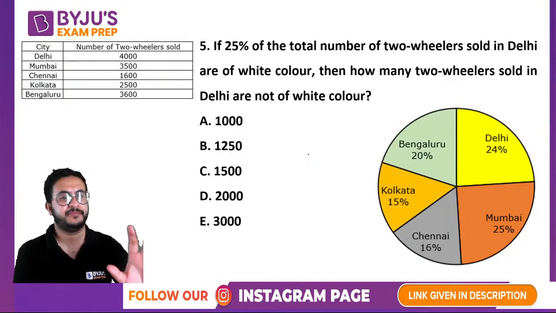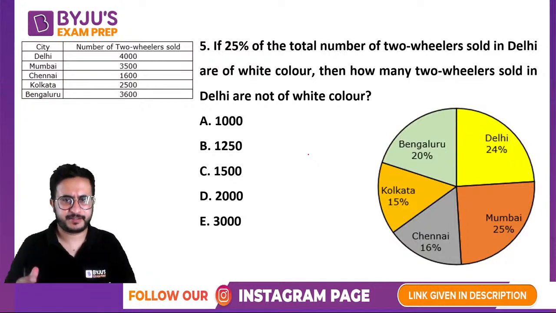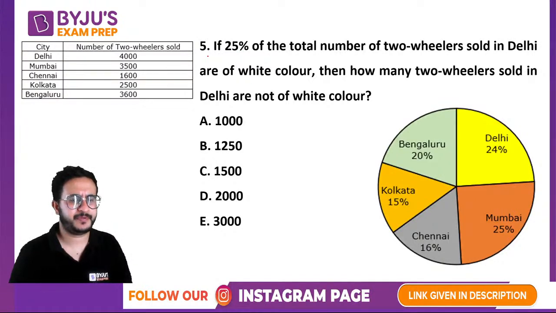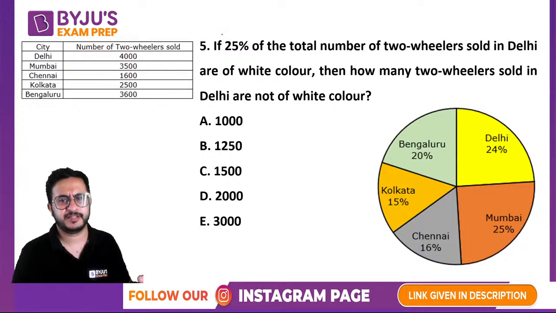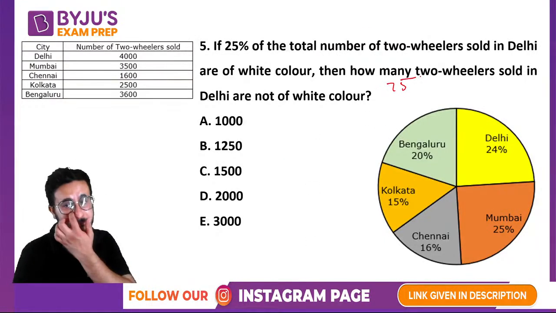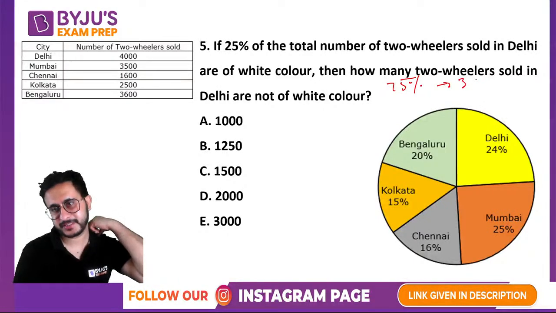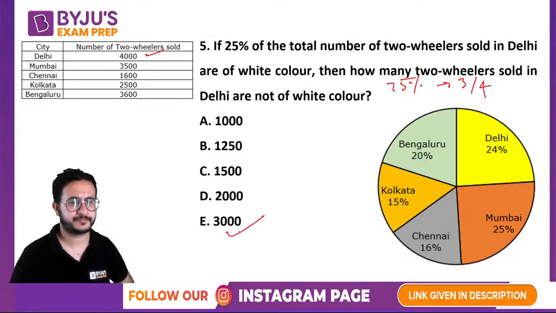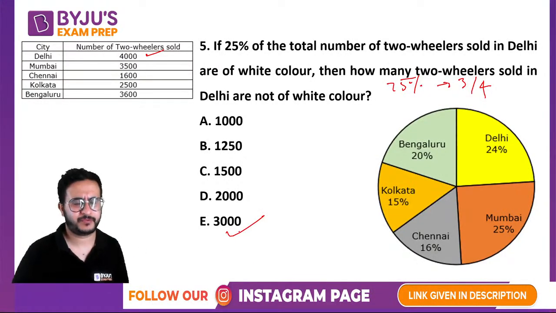So one learning from this set you take, like in every class I keep telling the learnings. See, the previous question, you had to do a bit of calculation. Now this is a very easy question. So 25% are of white color, so 75% are not of white color. 75% means 3/4 of 4,000. So the answer will be 3,000. Very simple question. So do not miss out on simple questions.